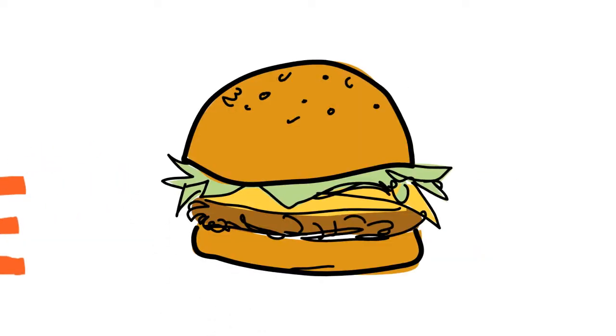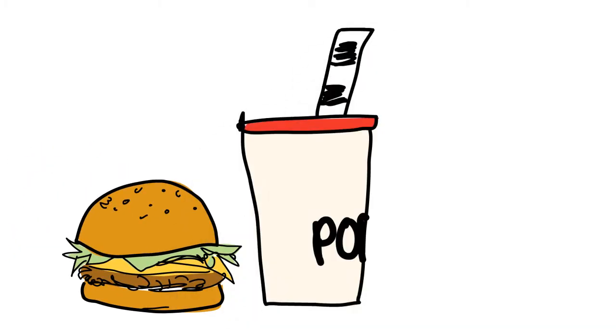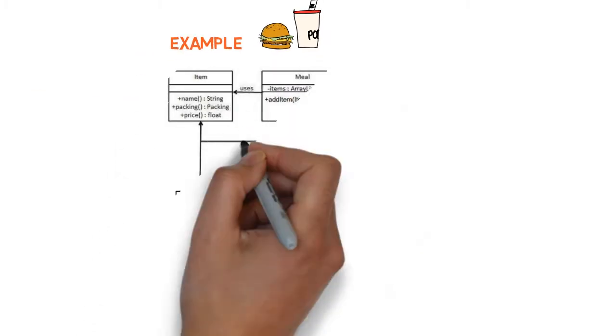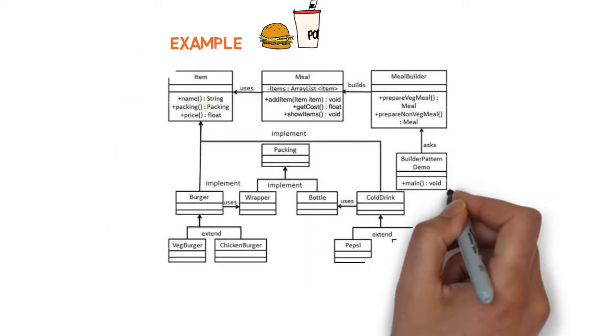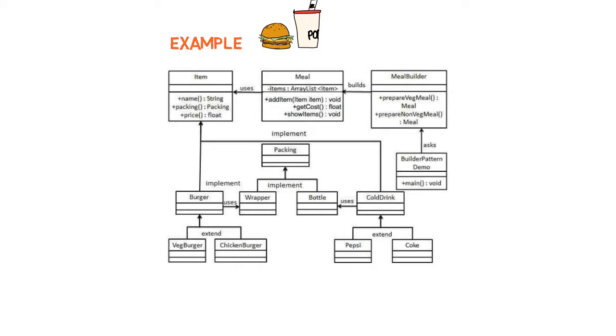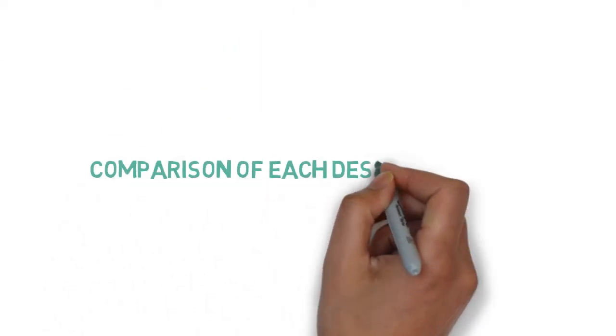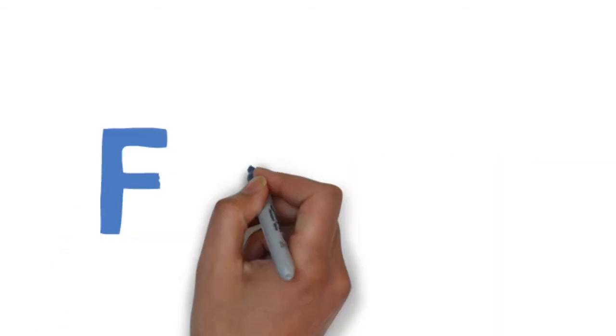Now let's see the example. Now we have a complex burger made of simple objects and a coke. Now this is a restaurant example which creates a complex meal object using simple objects and wrappers. Now let's compare each design pattern.